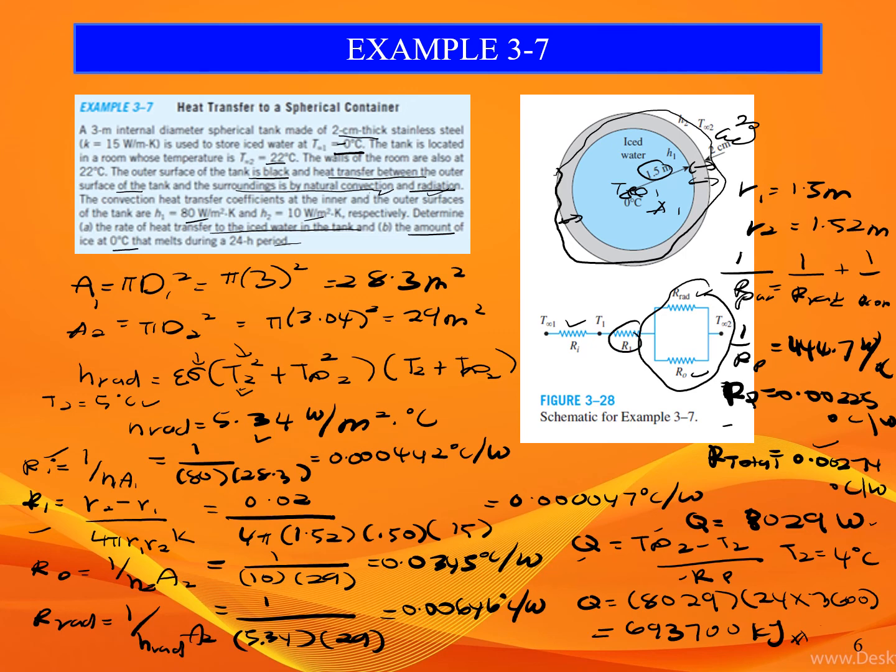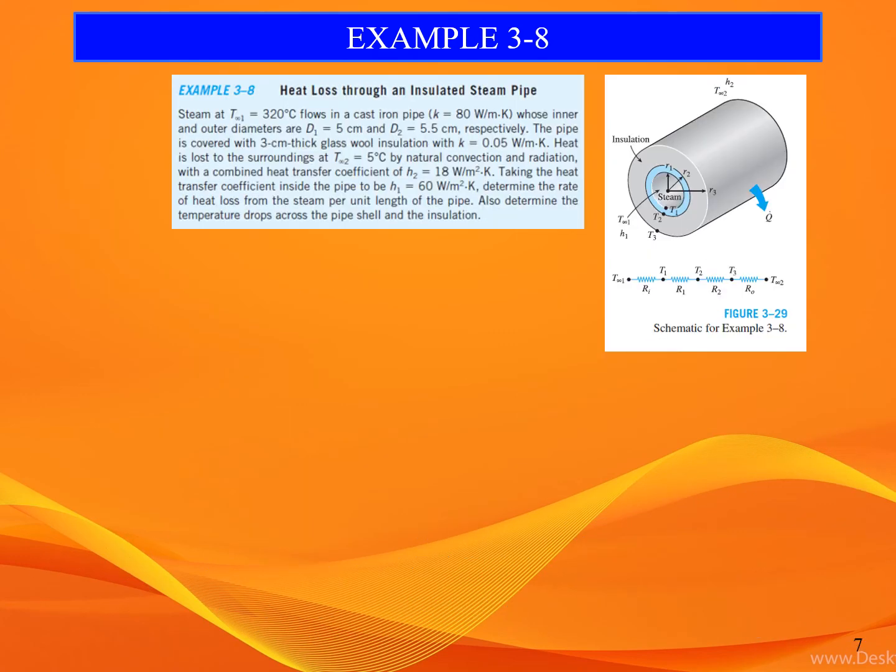So that's all for example 3.7. Now we have a look at our last example, which is example 3.8. Steam at T infinity, inside the pipe, is around 320 degrees Celsius, flowing in a cast iron pipe, K is equal to 80, whose inner and outer diameter D1 is 5 cm.